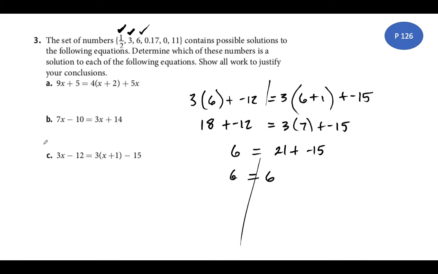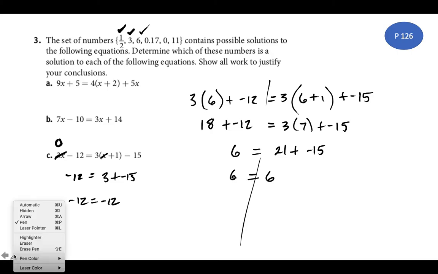Would 0 work? We could do 0 really fast, right? Because 3 times 0 would be 0. And this would just be a 1. So I'd have negative 12 is equal to 3 plus negative 15. Oh my goodness. 0 totally works. As it turns out, every single number you try in here is totally gonna work. Isn't that interesting? Let's do a little algebra on this guy and see what we get.